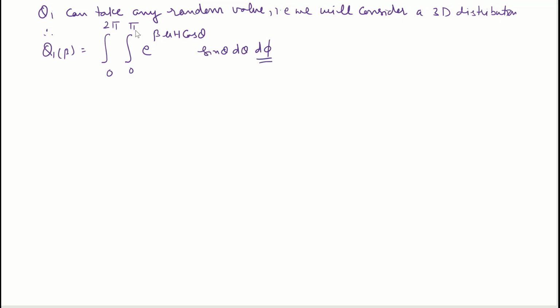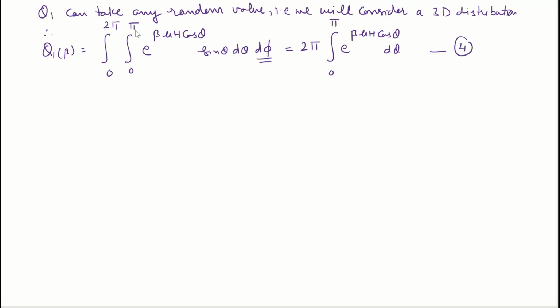So the integration over d phi, from 0 to 2 pi, will give us a factor of 2 pi. So I'm keeping this factor outside, that's 2 pi, and now it's only the integration over theta. So 2 pi, 0 to pi, exponential beta mu h cos theta d theta. Okay, so let me call this equation 4.